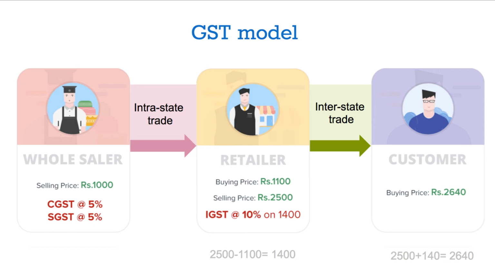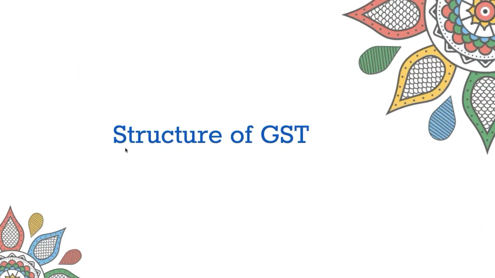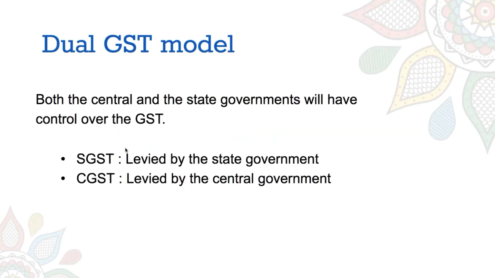So does that mean our goods will become cheaper after the GST? Well, not necessarily. The answer to this question actually lies within the structure of the GST model. So the GST Council has proposed a dual model giving both the center and the state control over it. And this is done by splitting the GST into two parts.